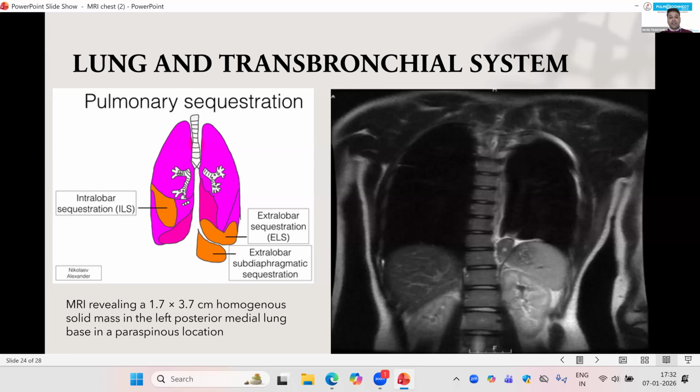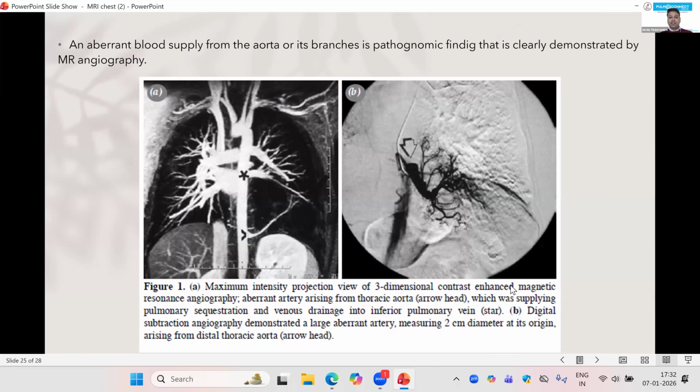Now, coming back to a very well known disease, which is pulmonary sequestration. There are three types: intralobar, extralobar, and extralobar subdiaphragmatic. So cardiac MRI and chest MRI can give you an idea of where the lesion is, very clearly, and the pathognomonic feature of this lesion is the aberrant blood vessels, which can be seen in the MRI angiography here with this arrow sign, and here we can see that it is an aberrant artery coming out from the thoracic aorta.